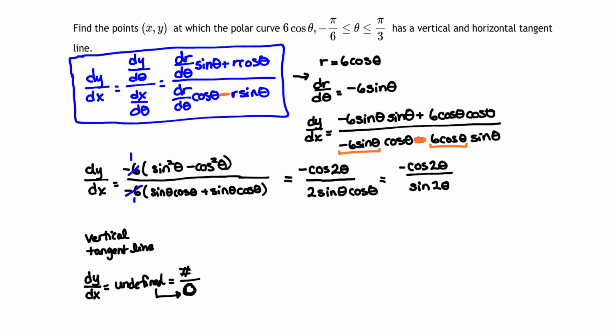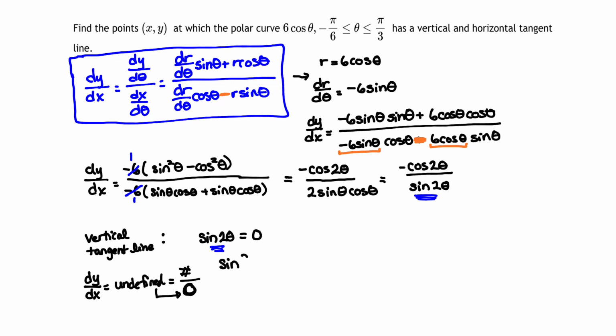So to find when we have vertical tangent lines, we're simply going to take our denominator of dy/dx, which is sine 2 theta, and we're going to set that equal to 0. That will tell us where we have a vertical tangent line. Well, sine 2 theta equals 0.